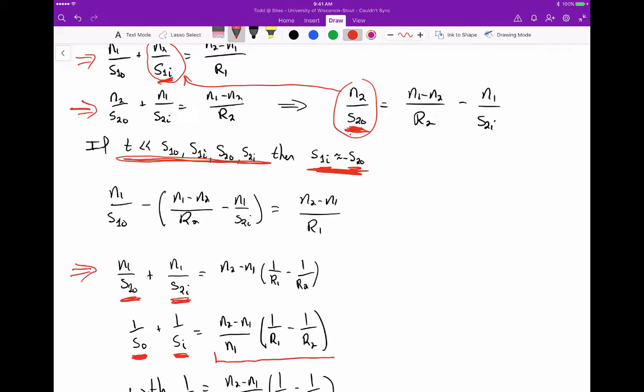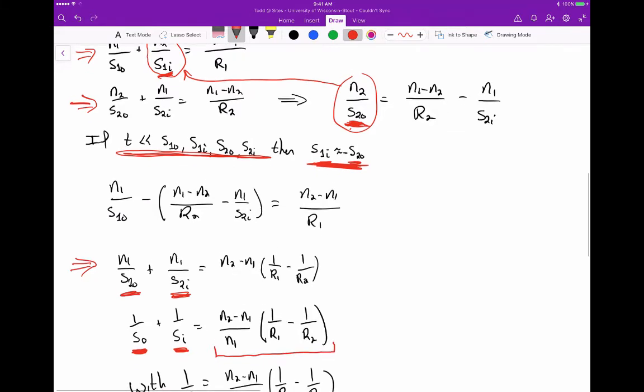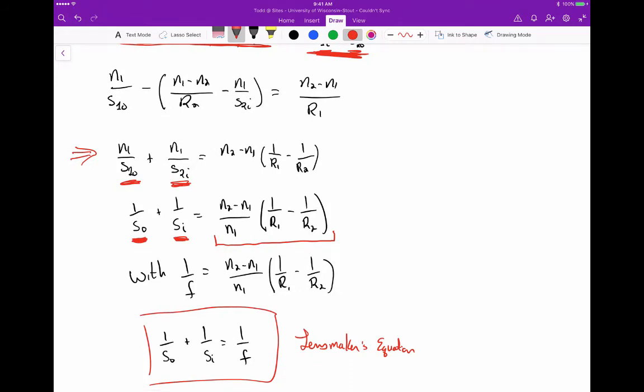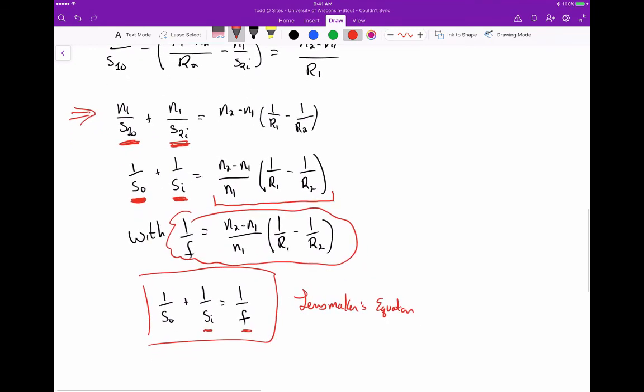So what we can guess then is that this is essentially 1 over the focal length for this lens. And so if we make this connection right here, sure enough, we end up with the lens maker equation that we're used to seeing. 1 over the object distance plus 1 over the image distance is equal to 1 over the focal length of our lens.